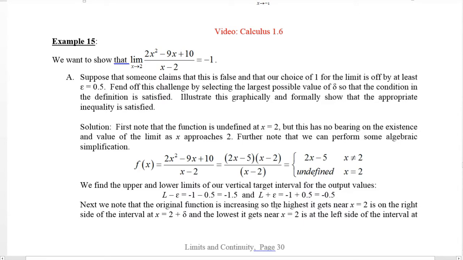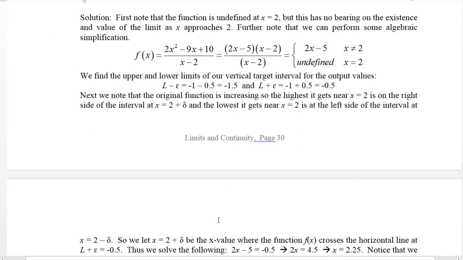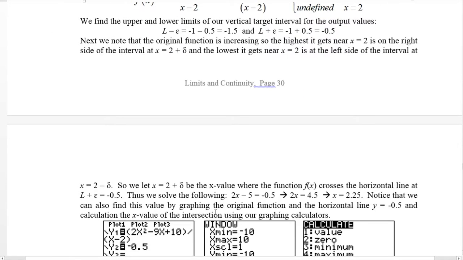Now the original function is increasing, so its highest is going to be on the right side of the interval, the upper right corner of the little box as we had before, and the lowest it gets is on the left side, the lower left corner. The upper right corner, since it's the right side of our interval, will be x equals 2 plus delta, and the lower left is x equals 2 minus delta. So what we want to do is solve some equations here.